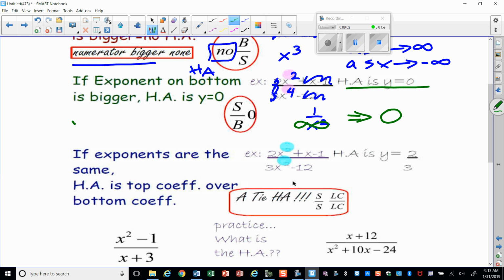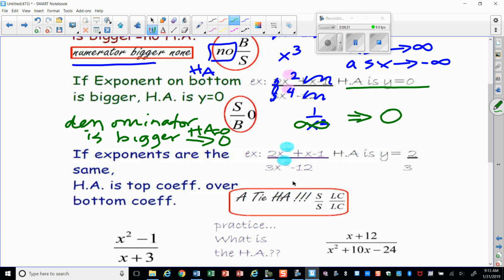So if the denominator is bigger, then it approaches 0. The horizontal asymptote is 0, and your function is approaching 0. Remember, an asymptote never actually gets to that line.